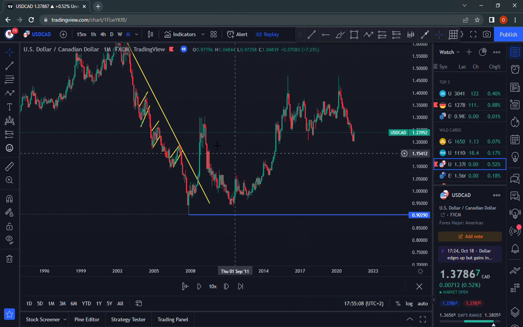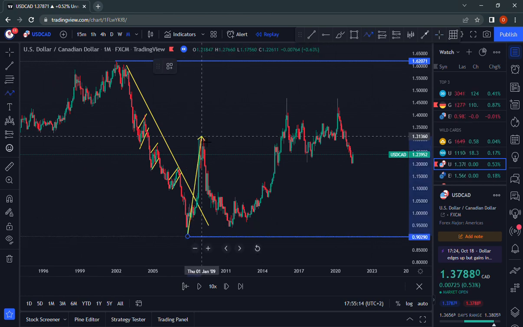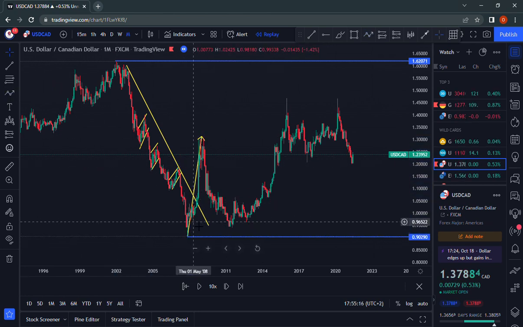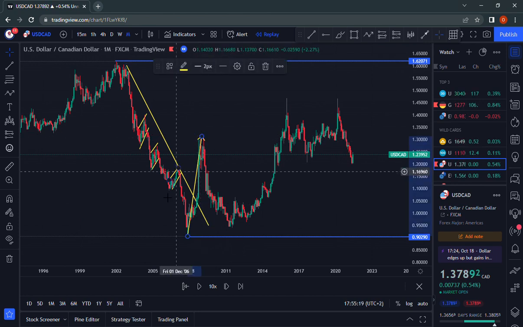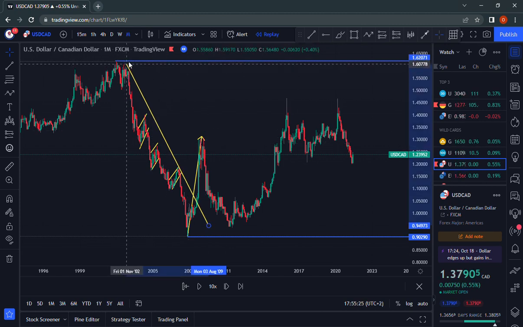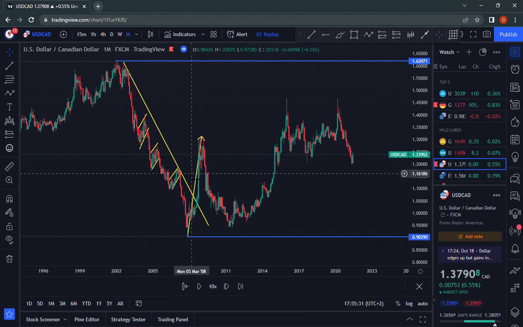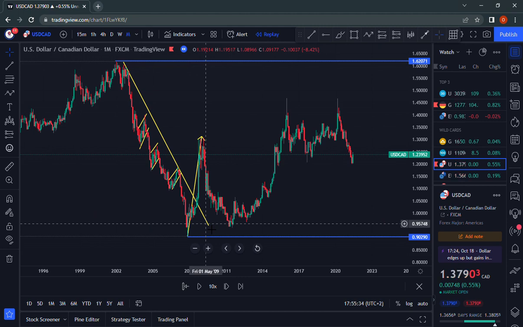Now we have the first impulse. When we have a first impulse like this, what happens? It broke our trend line. And when it breaks our trend line, this means that there is a potential change of trend.